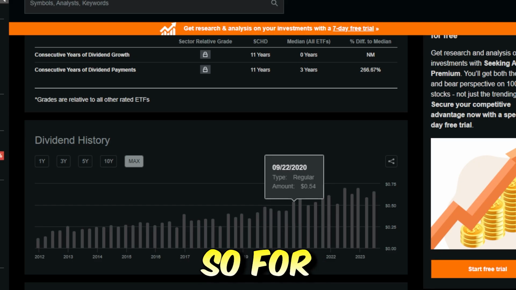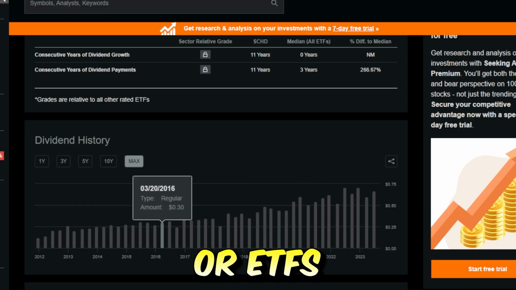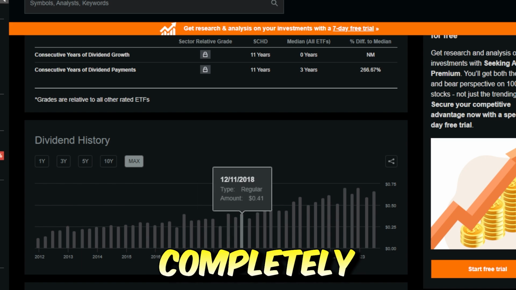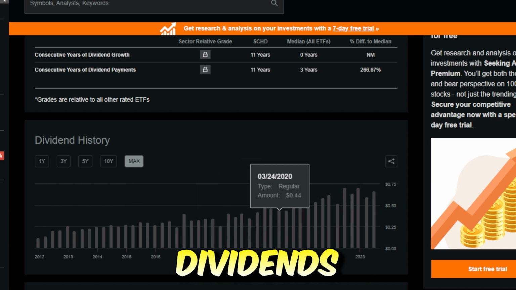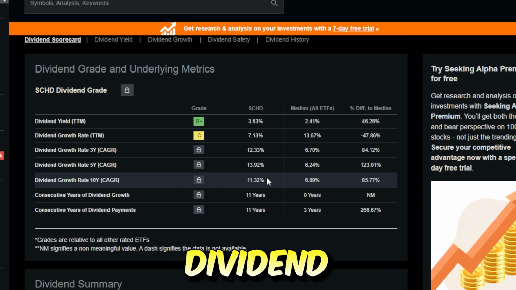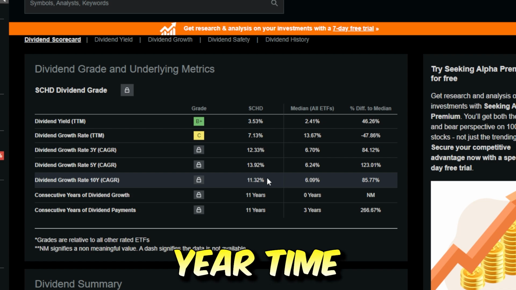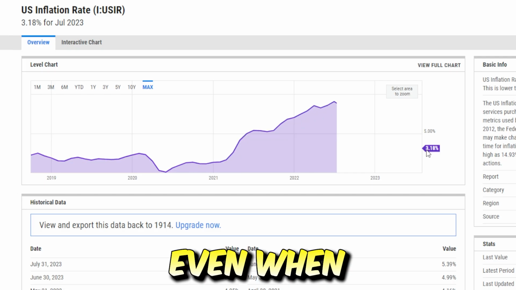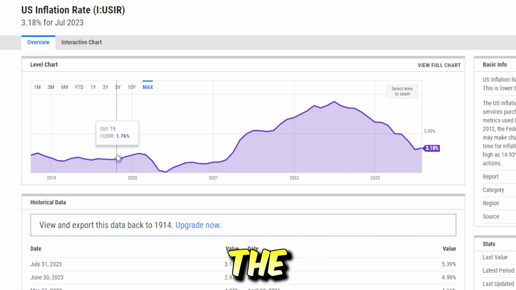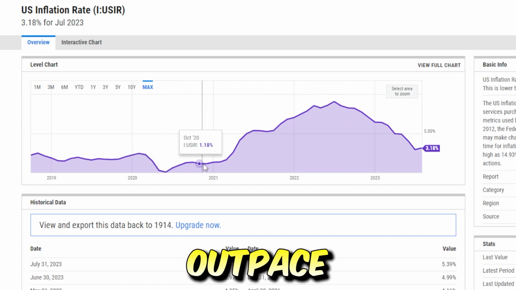time goes on. So for an investor that's buying into stocks and or ETFs that don't have healthy dividend growth, the inflation rate is going to completely decay all their future potential dividends if things continue to get more and more expensive. But going over the SCHD ETF's dividend growth rate over time, the 10-year time frame is 11.32%. Even when things got very, very bad and inflation rose like crazy back in 2022, the dividend growth rate of SCHD in theory would still outpace inflation.